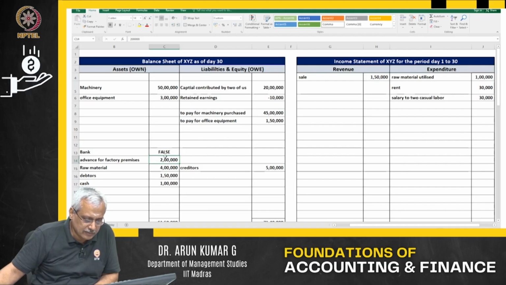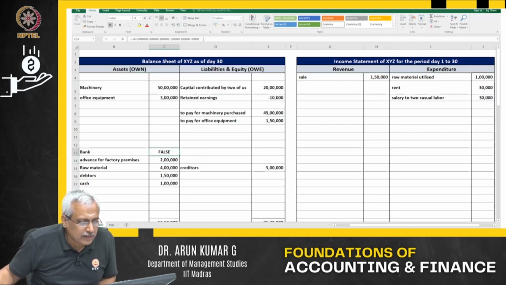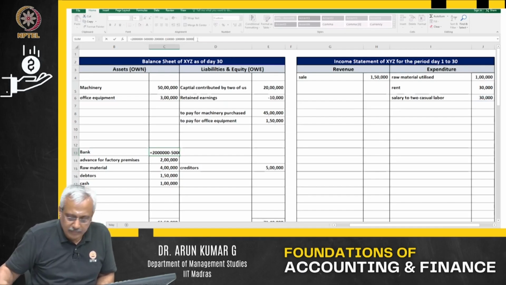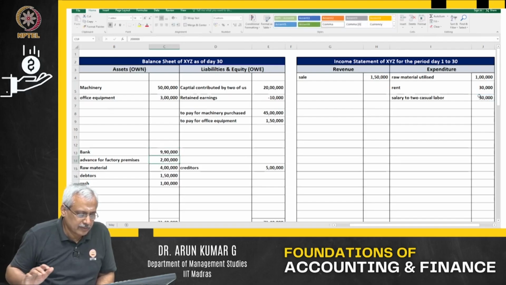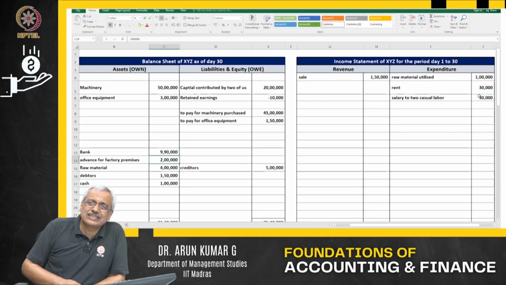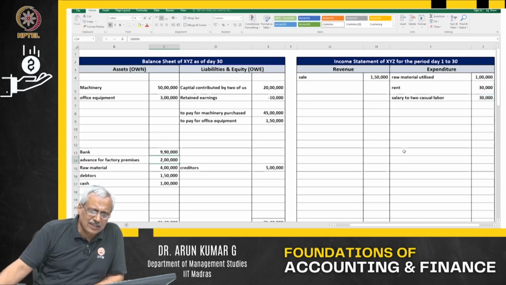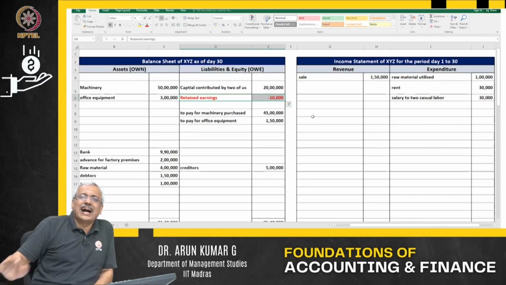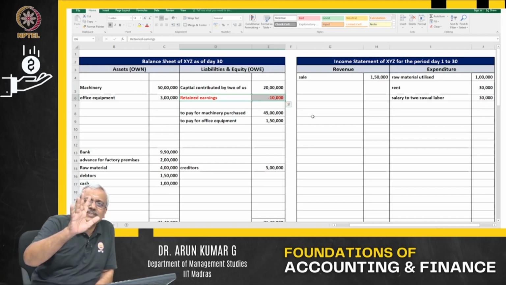Sorry, there is a mistake in this particular case. What happened? Oh, I did something here. Okay. Minus this. So my bank balance has become 990,000. Now, most importantly, what happened? My retained earning became negative 10,000. That is, I have started making a loss of 10,000.